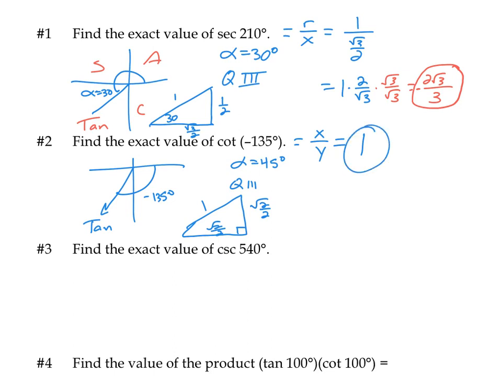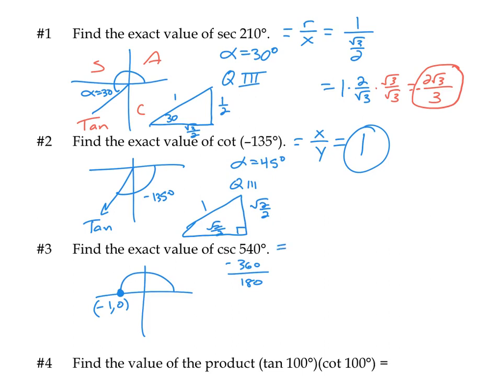All right. Find the exact value of cosecant 540 degrees. If we take 360 degrees away from this, we'd have 180, because going around 360 just gets us back to where we started. So this is really the same thing as 180 degrees. So 180 degrees is this point right here, negative 1, 0. There's no reference triangle. There's still an x and a y value, and the r value is 1.